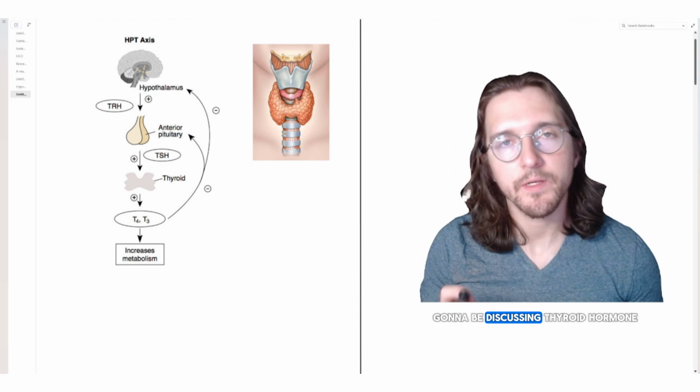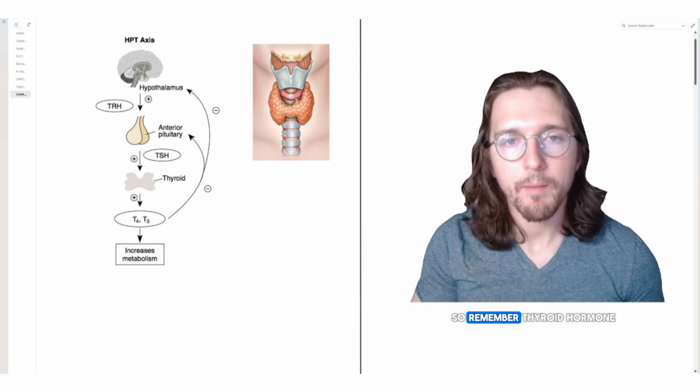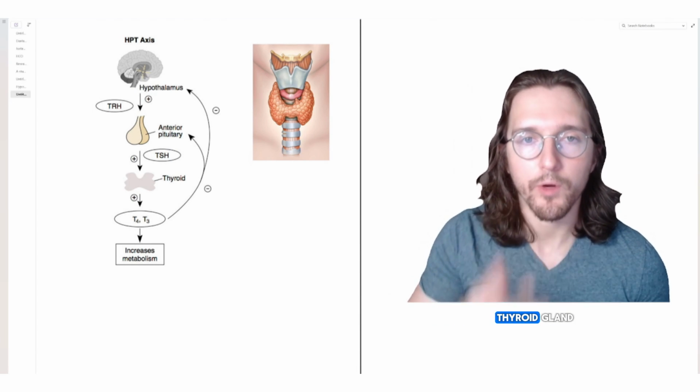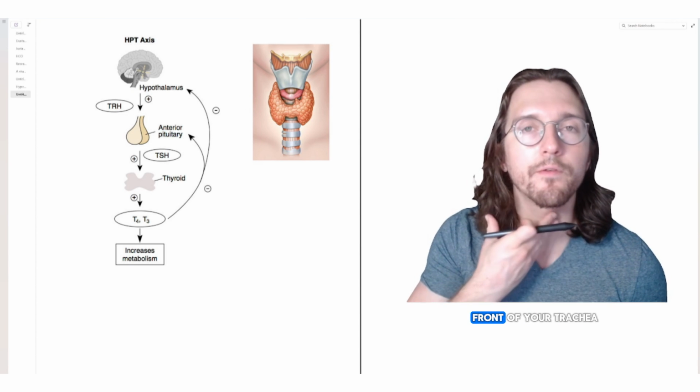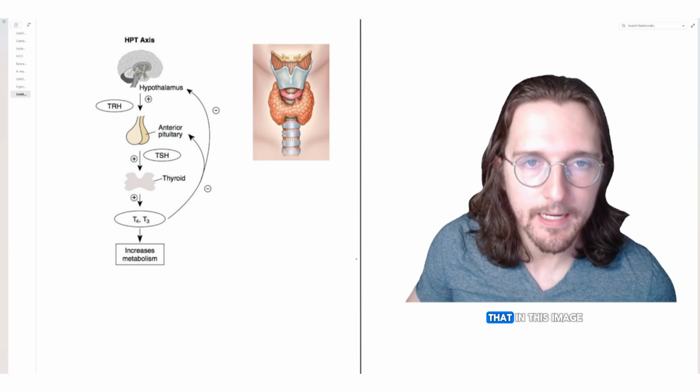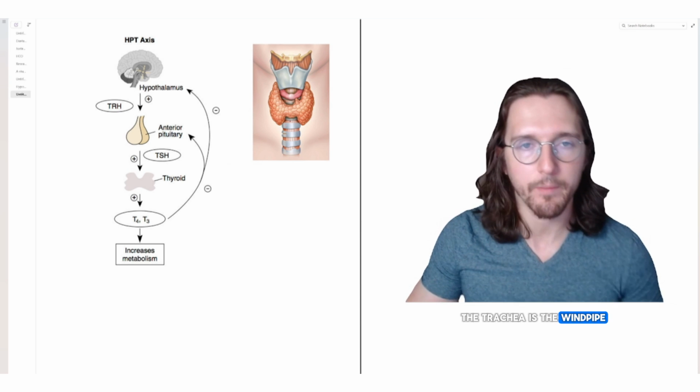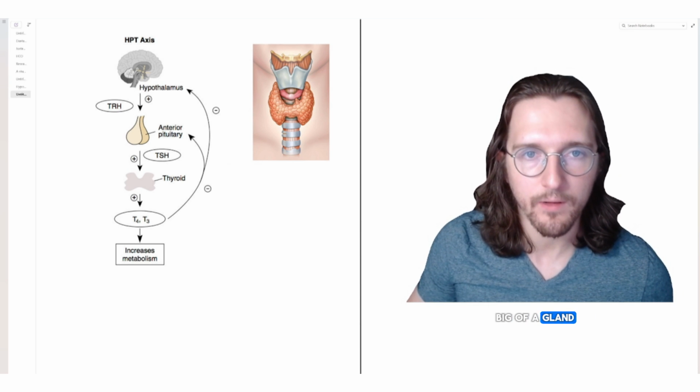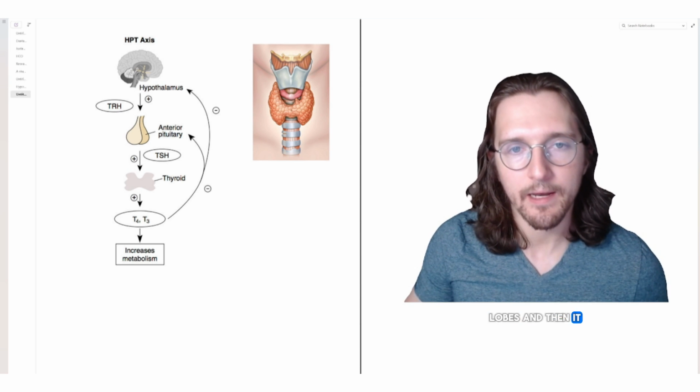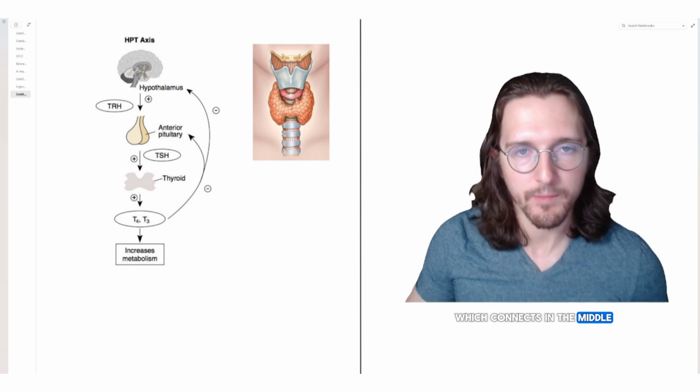In this video, we're going to be discussing thyroid hormone. So remember, thyroid hormone is produced in the thyroid gland, which is this gland that sits on the front of your trachea. And you can see that in this image. The trachea is the windpipe. And you can see it's not really that big of a gland. It has these two lobes, and then it has this isthmus, which connects in the middle.